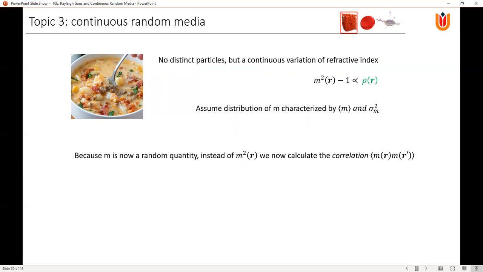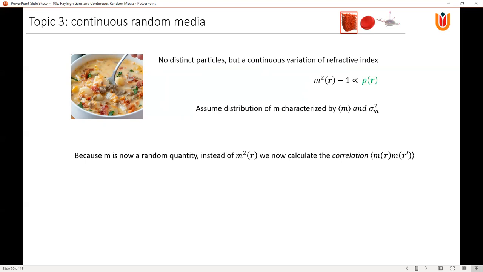If you would have a particle, it would have some value inside the particle and some value outside. Now it is just a continuous fluctuation. The assumption is still that this relation between density and refractive index holds, so m squared was proportional to the density. But because it is continuous, because it is now a distribution, we need different parameters to describe it. The refractive index will now be described by an average value and a variance, so a mean value and a fluctuation of that.